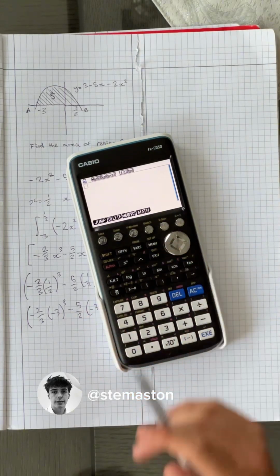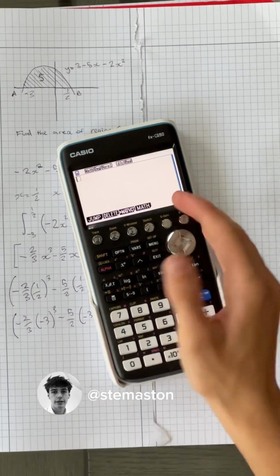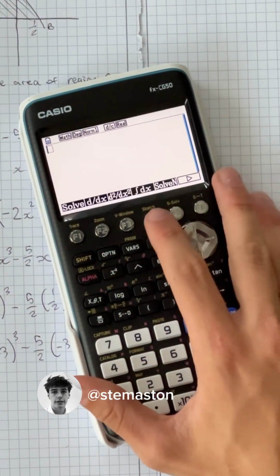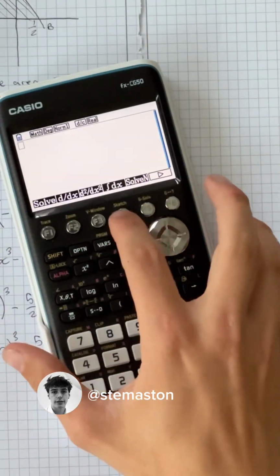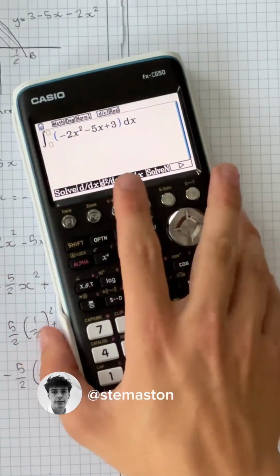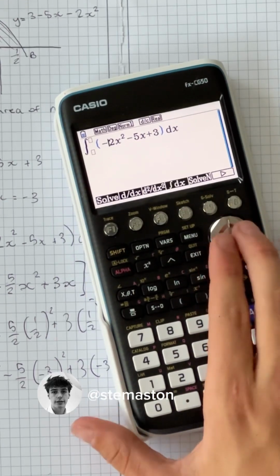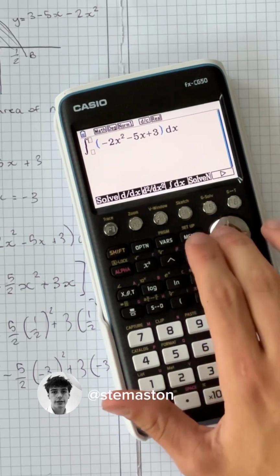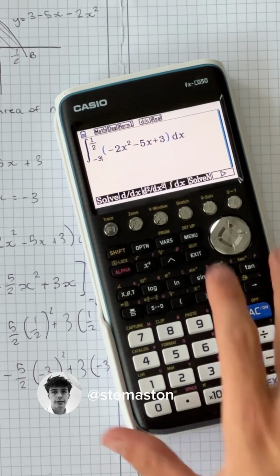On the FX-CG50, you might want to check how to do this on your specific calculator, because this is a graphing calculator. It's quite advanced. You want to go Option, Calculate, and then see this right here. Integrate, and we're going to write out our equation. As you can see, I've just written out the equation, -2x² - 5x + 3. And then if we go all the way across and up, we should be able to access the limits. So we need 1/2 and -3, as you can see.